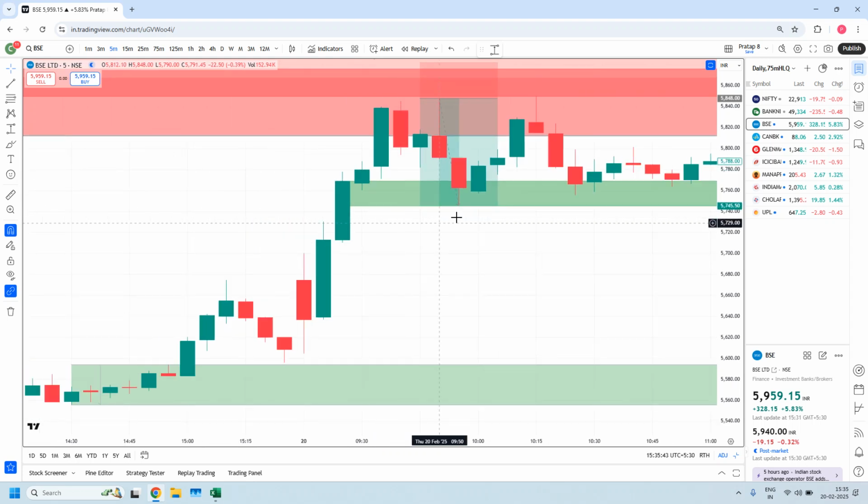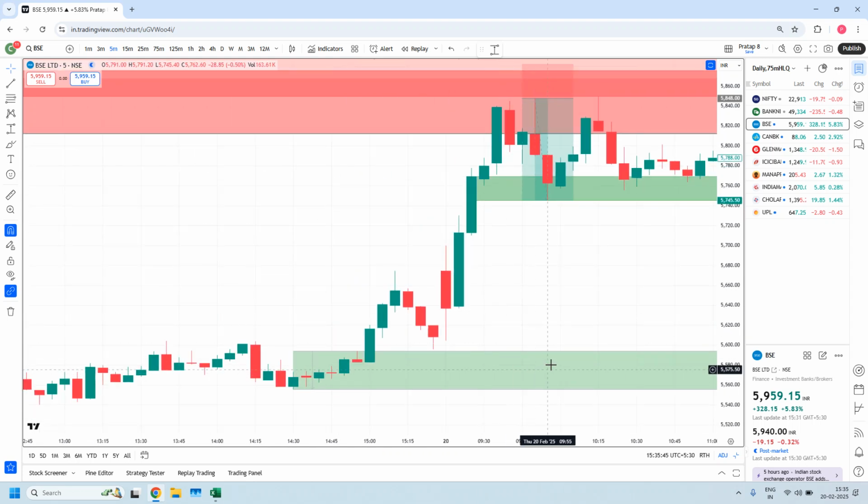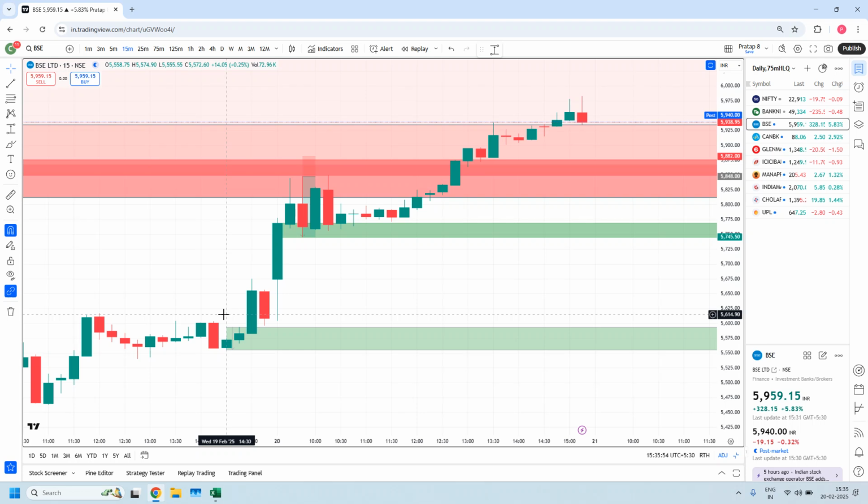And after that, it failed to reach the 15 minutes target, because the 15 minutes target is quite far away from this area. Let me go to the 15 minutes zone. Here you have drop base rally. You may ask, can't we consider rally base rally? No, I am not fully convinced with this candle, because the body is more than 50%, even more than 60%.